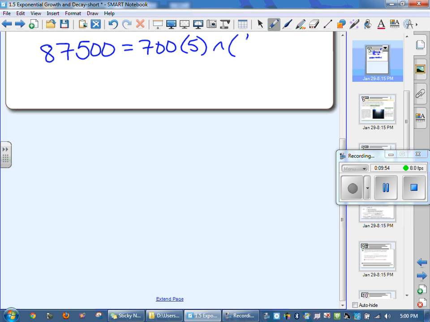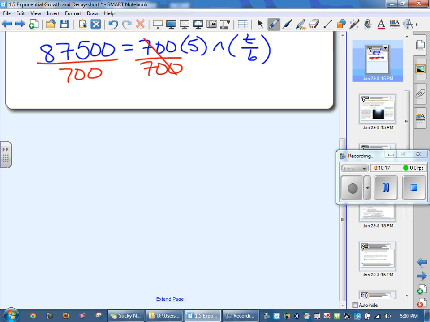All right. First thing we do, we get rid of the 700. Why can we get rid of the 700? Because the number on the left does not have an exponent attached to it, and neither does the 700. So we can divide them out. So the answer we're going to get there is actually going to give us 5.